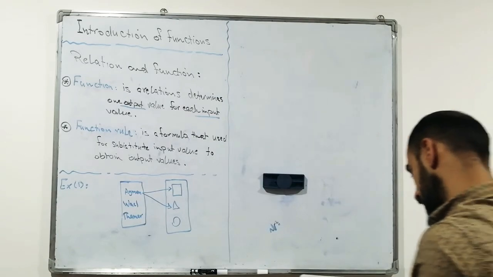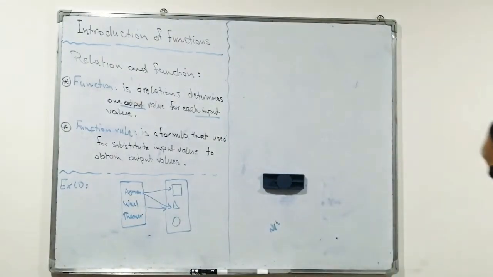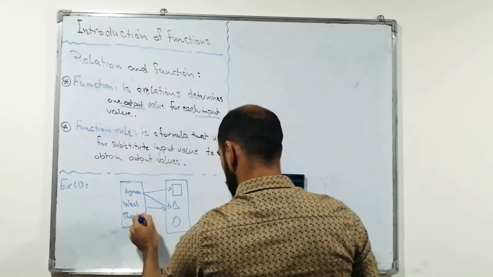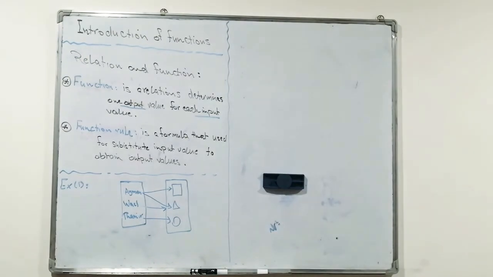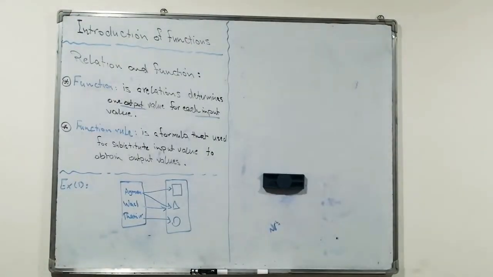And Wael draws a triangle, and Thamar draws a circle. He told us to draw a graph of the relation. This is the graph of the relation. We draw it, okay, between each student and geometric shape.